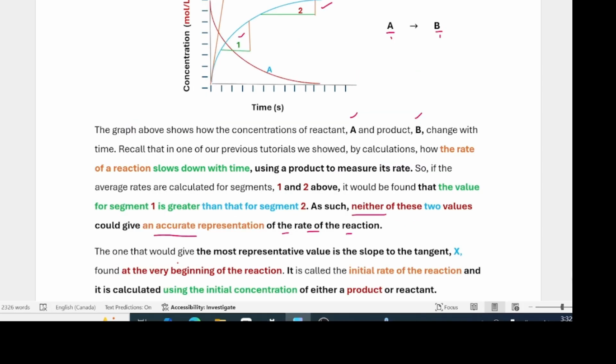The one that will give the most representative value for the rate of the reaction is the slope to the tangent found at the very beginning of the reaction. And this is called the initial rate of the reaction, and it is calculated by using the initial concentration of either a product or a reactant.